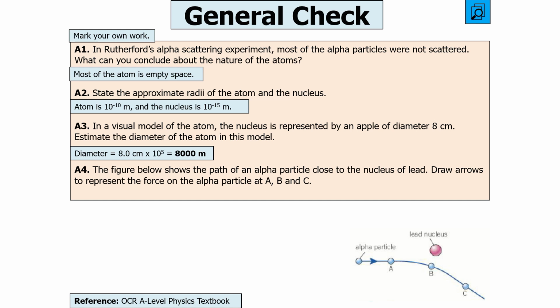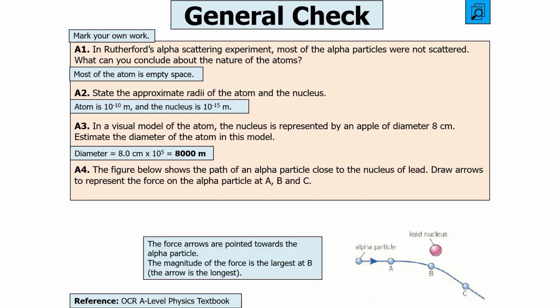so therefore it's 8,000 meters. And then for this next one, you'll show that in each case the force arrows are always pointed towards the nucleus, because it's the force on the alpha particle. The magnitude of the force is largest at B, so you've got the longest arrow because they are the closest at that point.